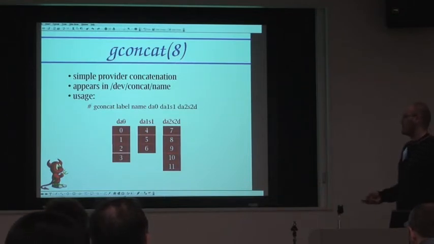I think the usage is very simple. You just use gconcat label, you choose a name, which will appear here in the file system, and you just give a list of GEOM providers.